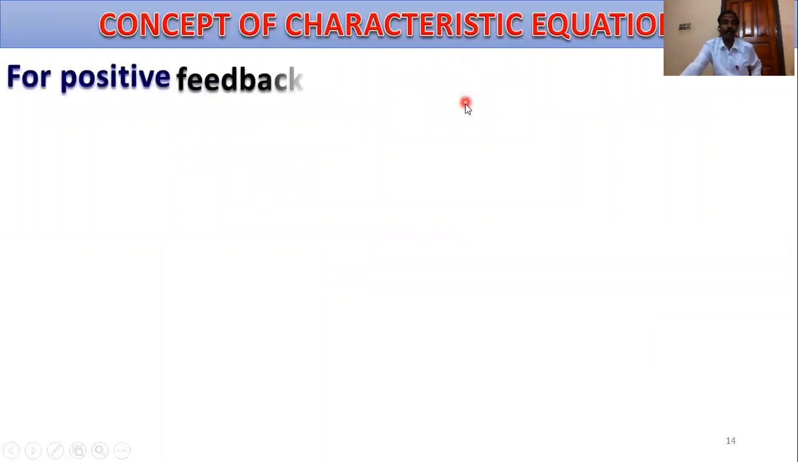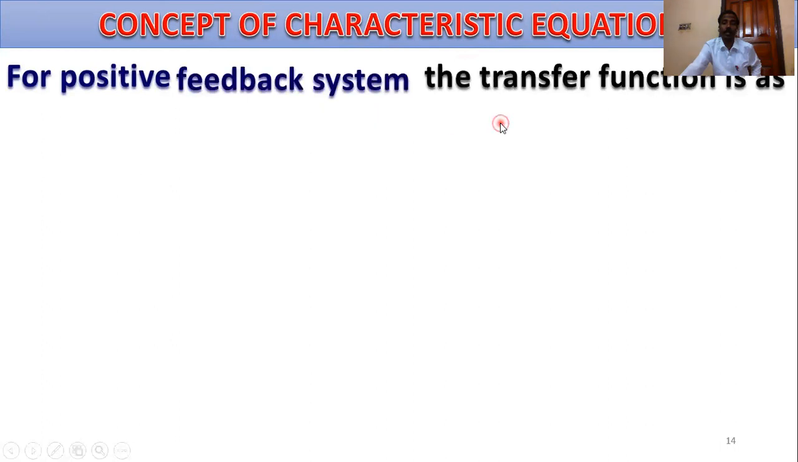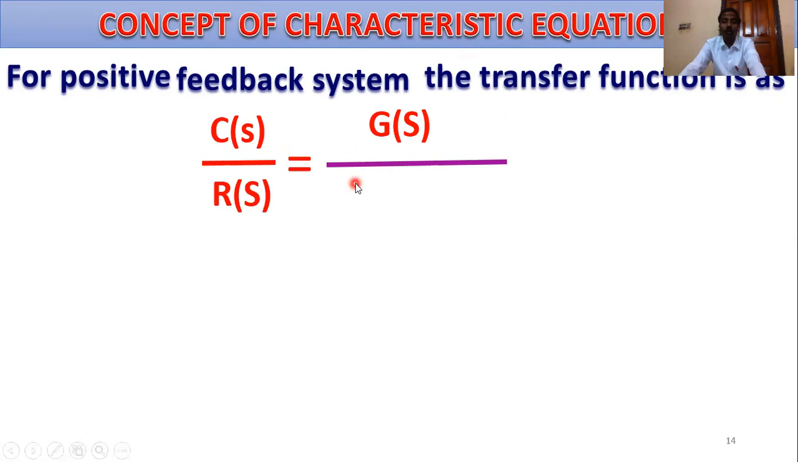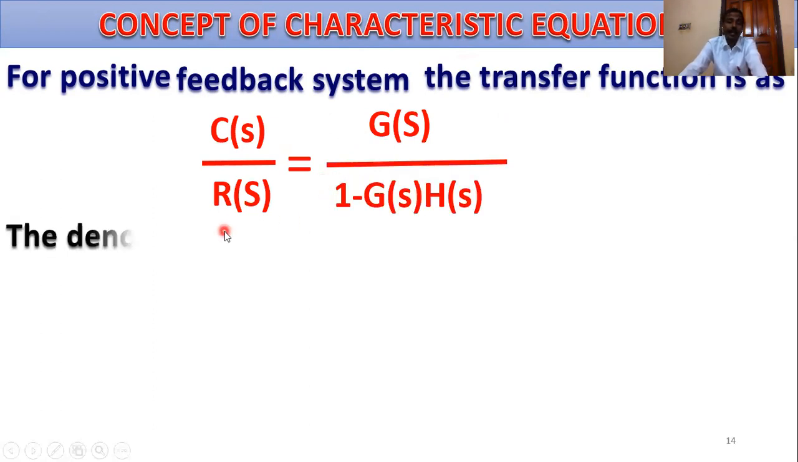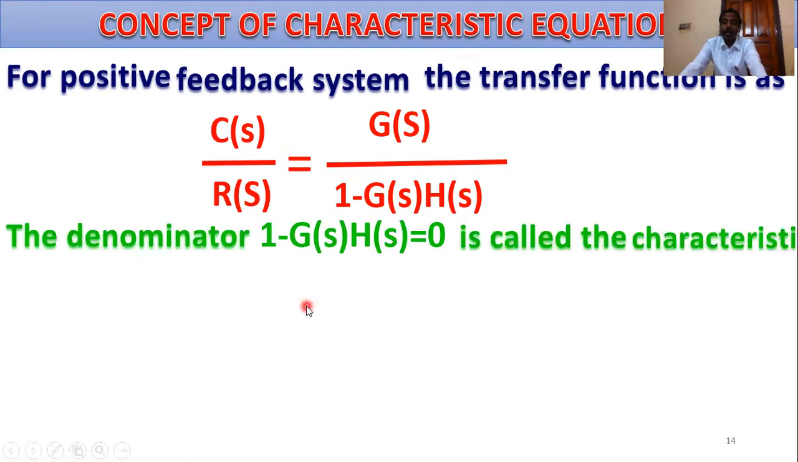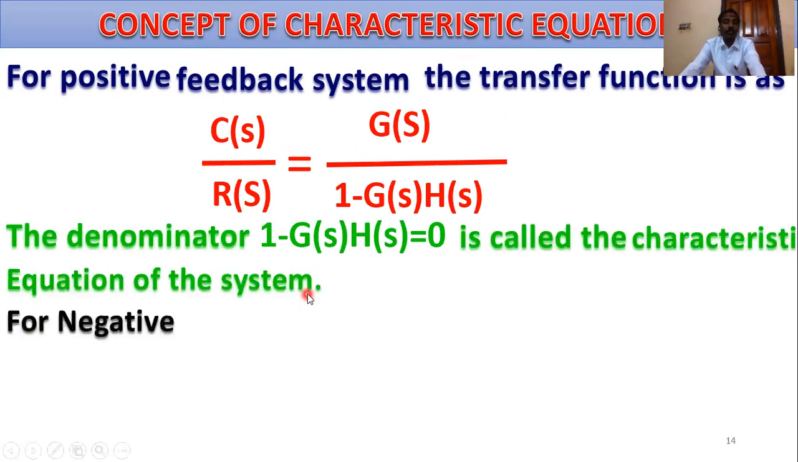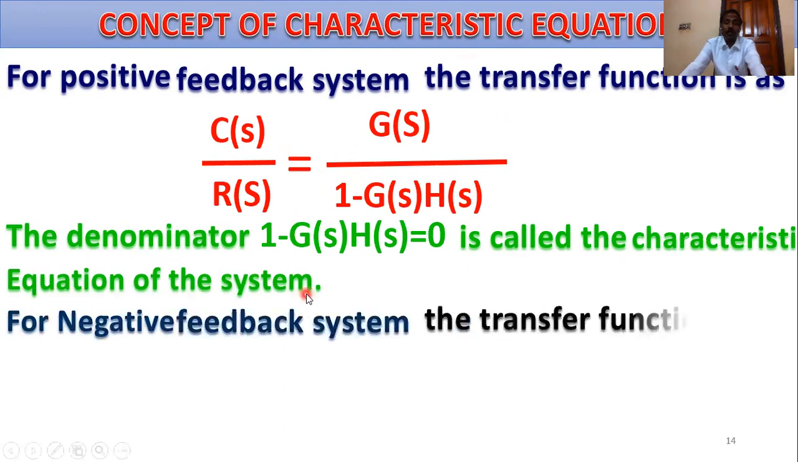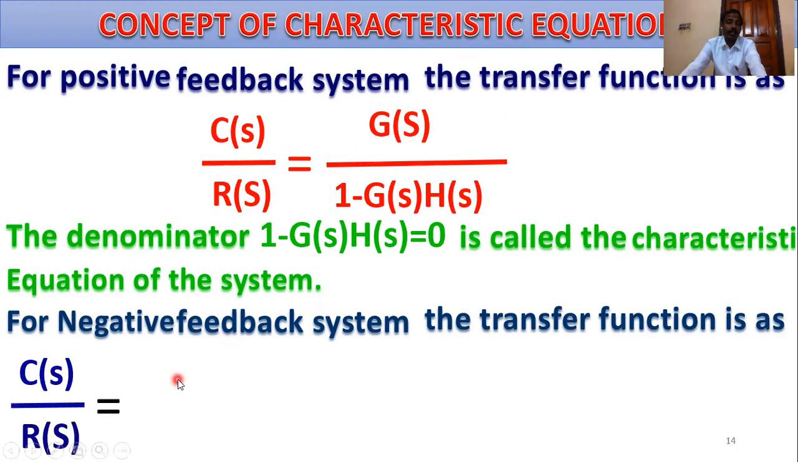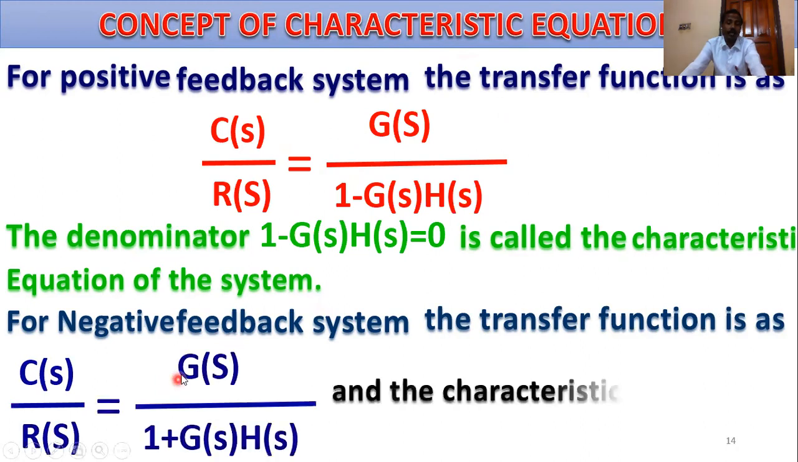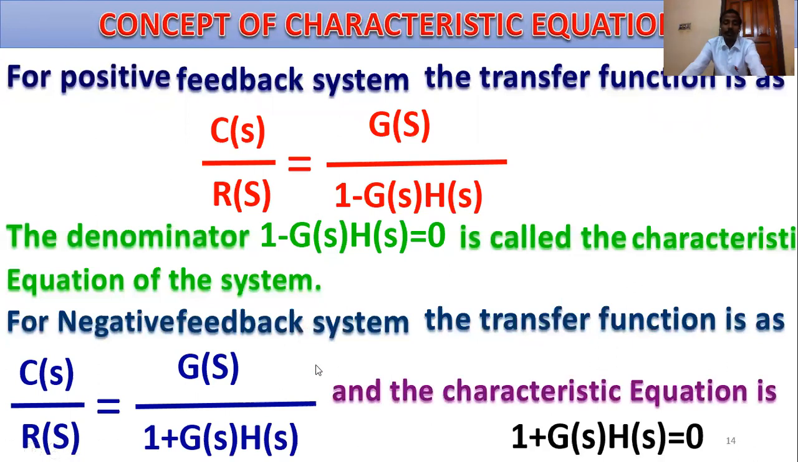Concept of the characteristic equation. For a positive feedback system, the transfer function is C(s)/R(s) equals, as already discussed, G(s) by 1 minus G(s)H(s), and the denominator term 1 minus G(s)H(s) is called the characteristic equation of the system. For negative feedback systems, the transfer function is C(s)/R(s) equals G(s) by 1 plus G(s)H(s). In this case the sign is positive, and the characteristic equation is 1 plus G(s)H(s).